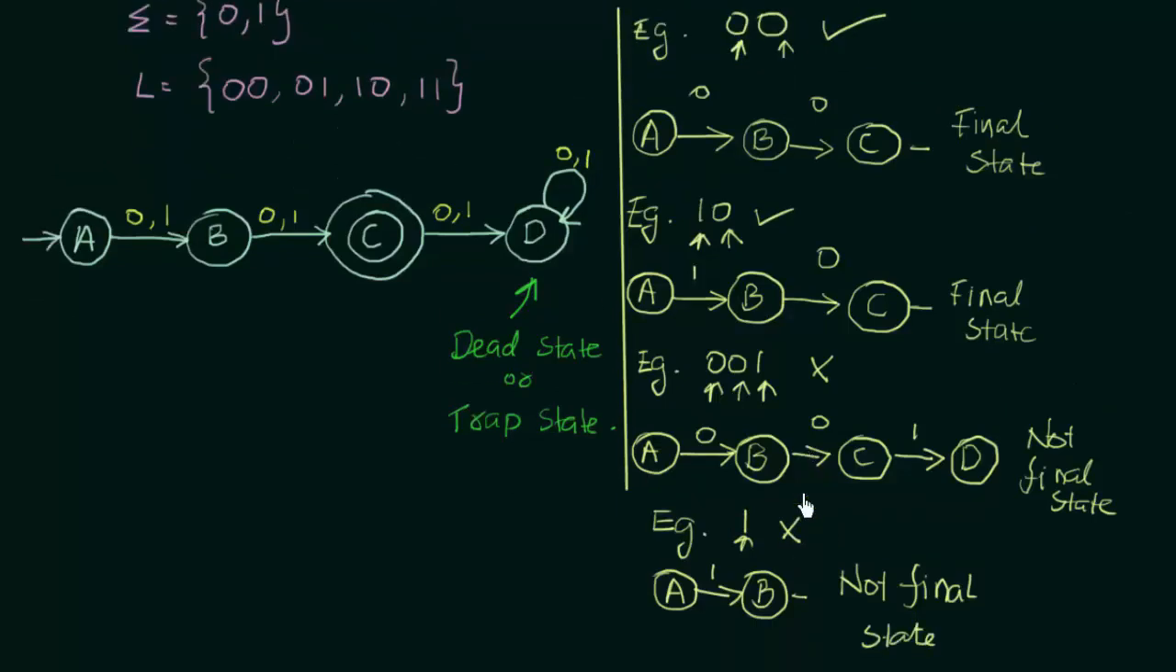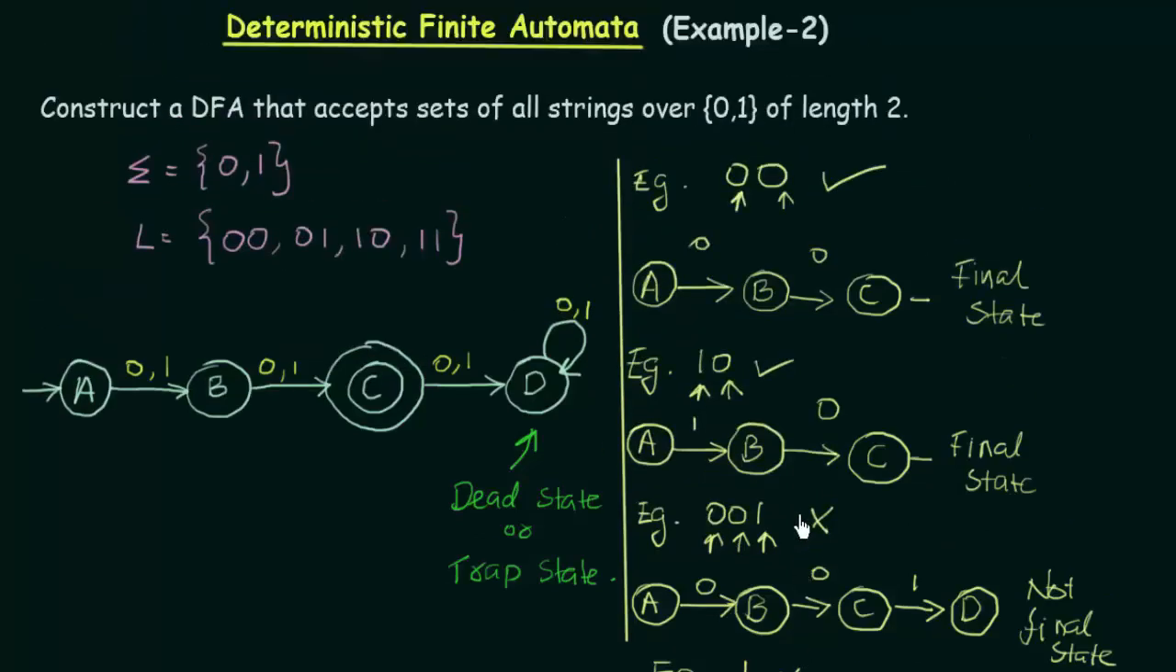So we see that whenever our string was of length 2, like here, it was accepted, and whenever it was of lengths other than 2, like for example here it was 3, it was rejected. Here it was just 1, it was rejected. So we have successfully constructed a DFA that accepts all sets of strings over 0, 1 of length 2.